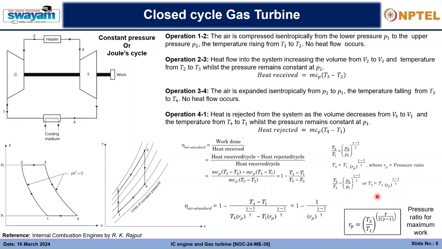And this is a note. We can also prove that the pressure ratio for maximum work to be possible is basically this. It can be related to the highest temperature T3 of the cycle and the lowest temperature T1 of the cycle by this formula. So from an engineering point of view, we can apply this to get the maximum work possible.